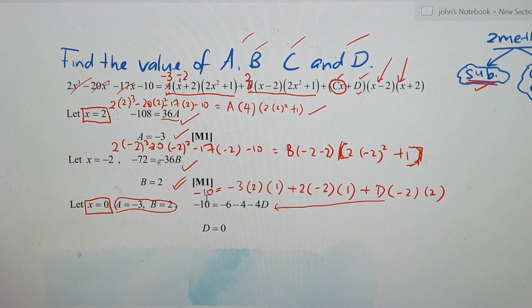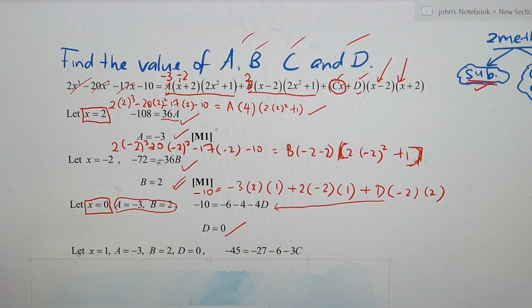Okay, now we have found a, b, d already. How do we find c? Can we sub another value? We can sub another value. So you can use substitution all the way. And then you do the same thing because all this you know already. Then you do the same old thing.